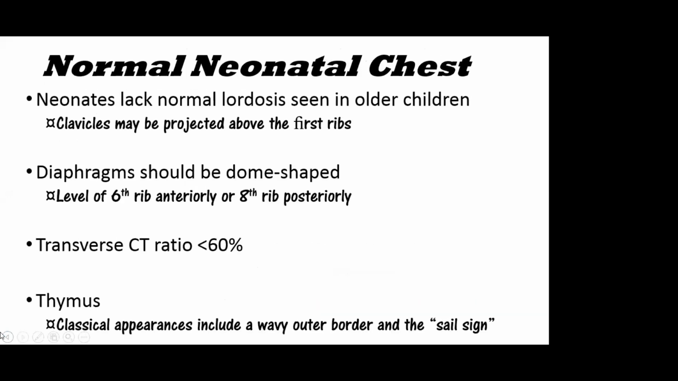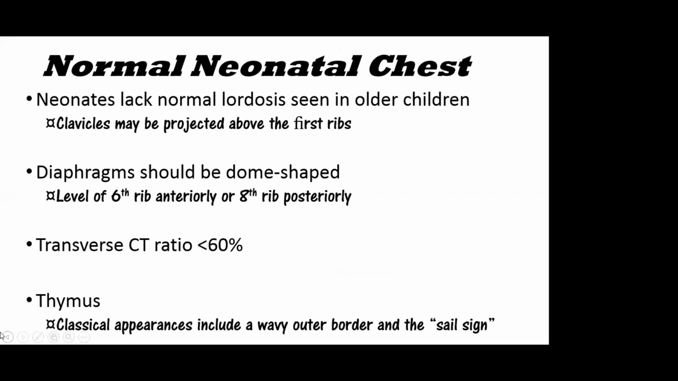So how does a normal neonatal chest look? Generally newborns lack the normal lordosis that we see in older children, so newborn chests are straighter. Sometimes you might see the clavicle projecting above the first rib, which may not be there in an adult or an older child's X-ray.